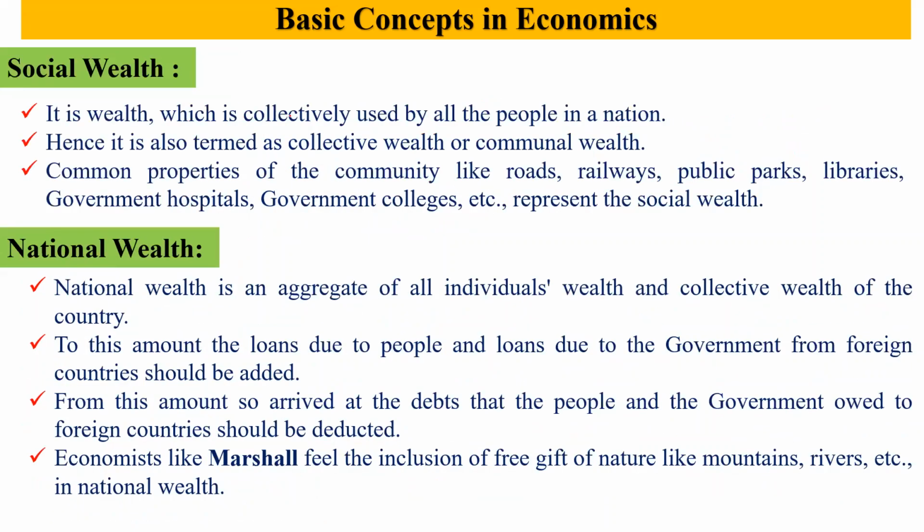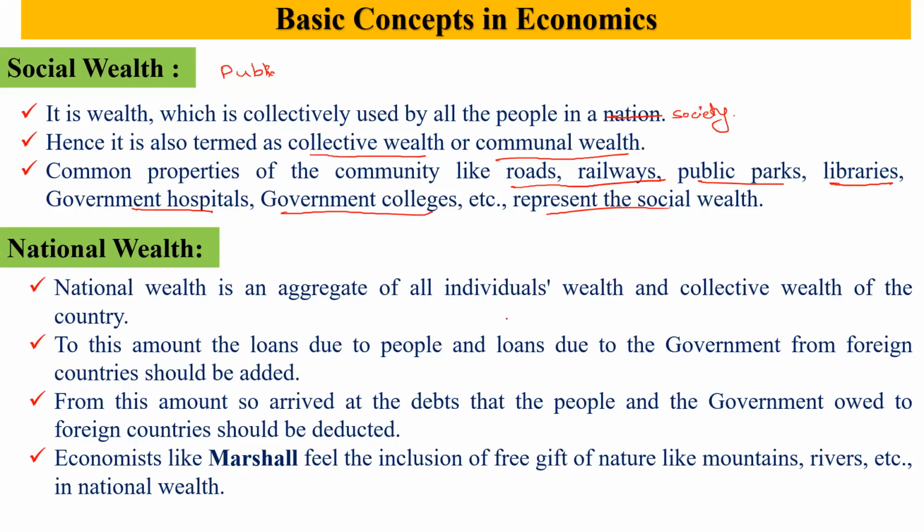Then social wealth. It is wealth which is collectively used by all people in the society. So this is termed as social wealth. Hence it is also termed as collective wealth or communal wealth. For example, common properties or public properties. The best example for social wealth is public property. Roads, railways, public parks, libraries, government hospitals, government colleges, they represent the social wealth.